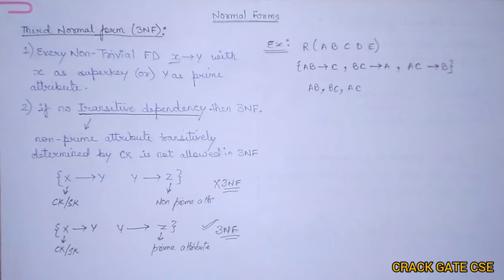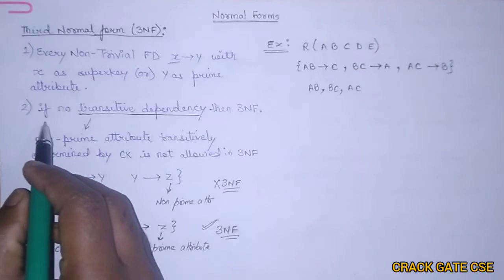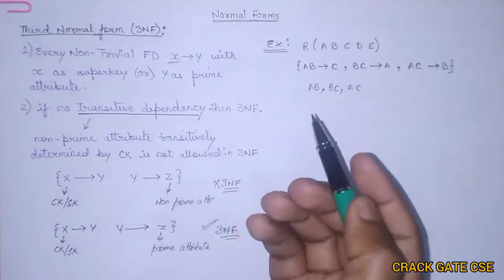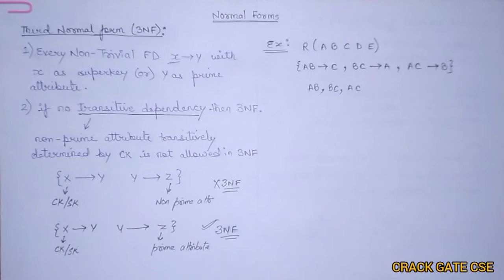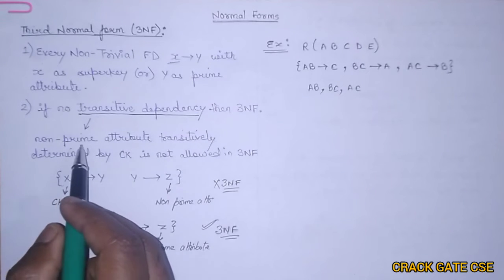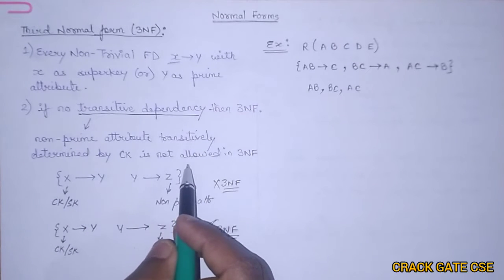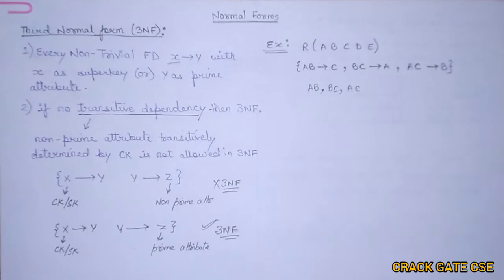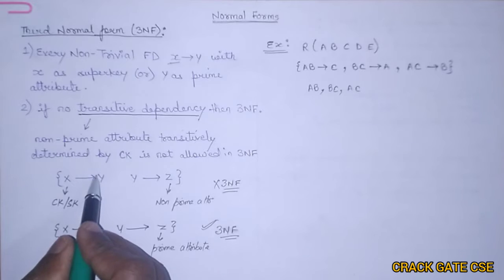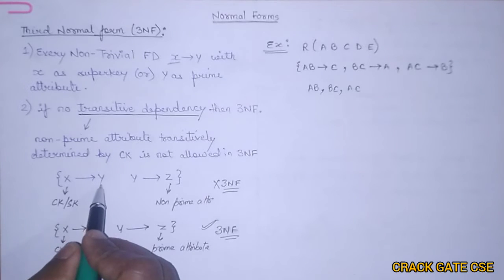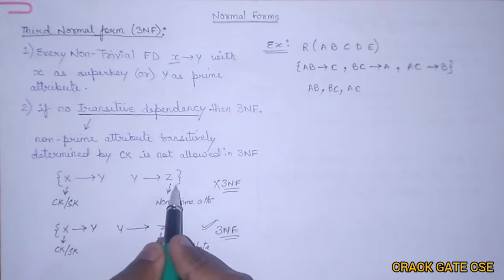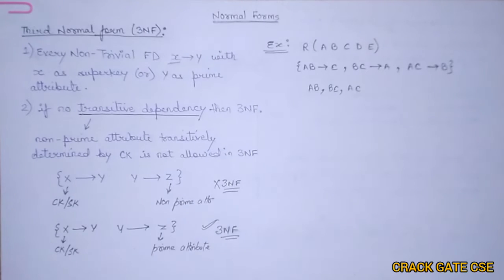Second, there must not be any transitive dependency. That means if there is no transitive dependency, then the relation is said to be in 3NF. So what is the transitive dependency? When a non-prime attribute is transitively determined by a candidate key or a super key, it is not allowed in 3NF. So what is the meaning? If X is a candidate key or a super key and it is deriving some attribute Y, and that Y is deriving some Z which is a non-prime attribute, this type of scenario is not allowed in 3NF.